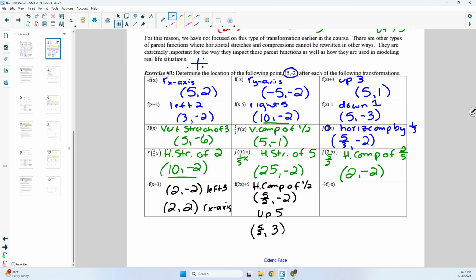Next one, I'm going to start in parentheses. This one definitely doesn't matter. This one, I'm going to first do a reflection in the y-axis. And so that's going to give me, making my x negative, so -5, -2.